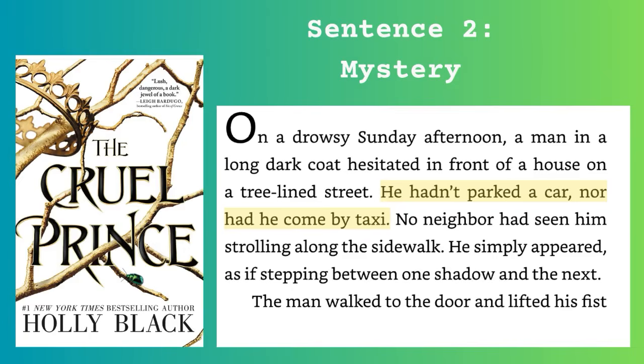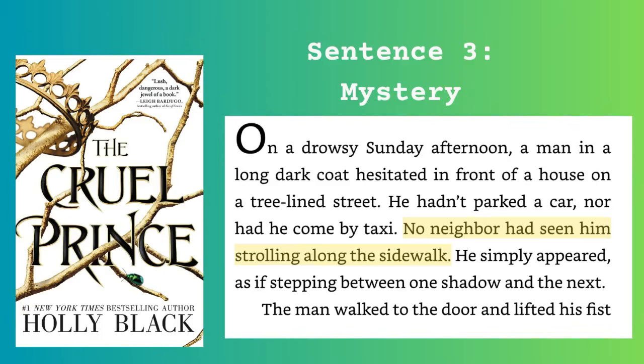Okay, let's look at sentence 2. He hadn't parked a car, nor had he come by taxi. Mysterious details. Can you add mysterious details to your scene? If he didn't drive, we're thinking he walked. But let's look at sentence 3. No neighbor had seen him strolling along the sidewalk. All right, so the mystery builds. He might have walked, but nobody saw him.